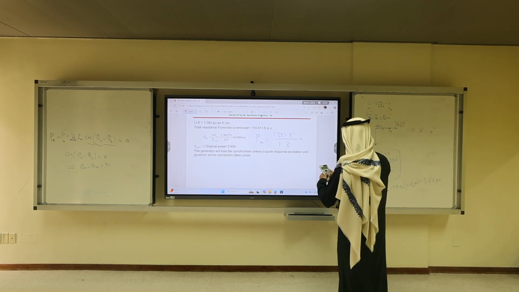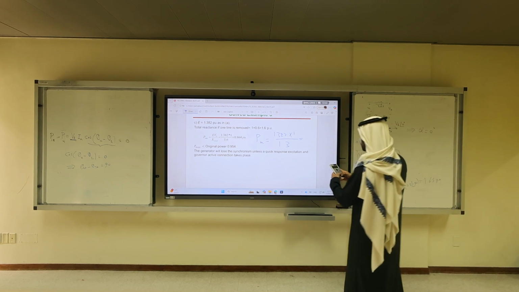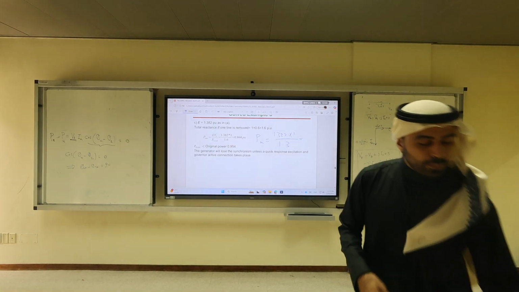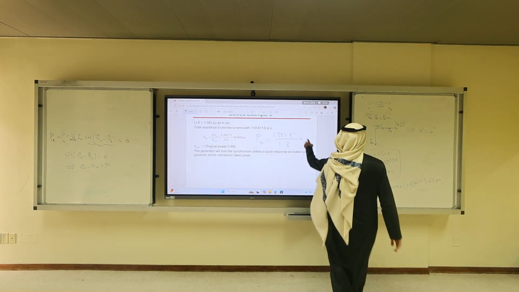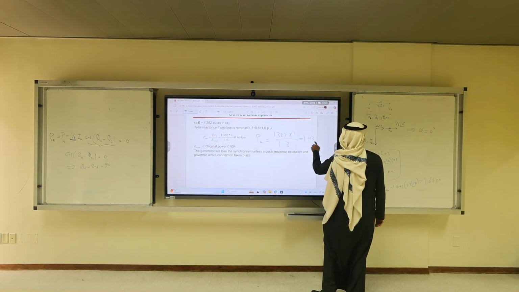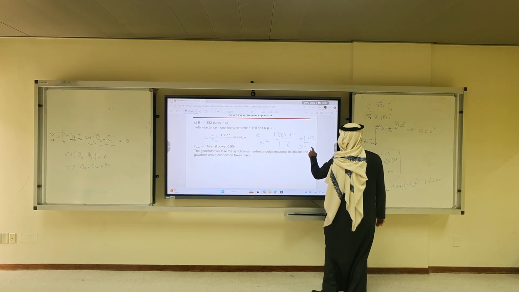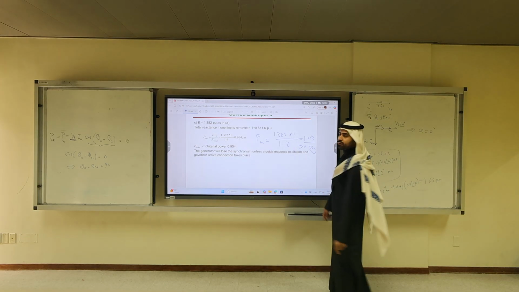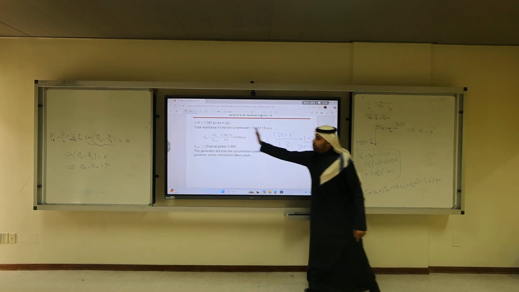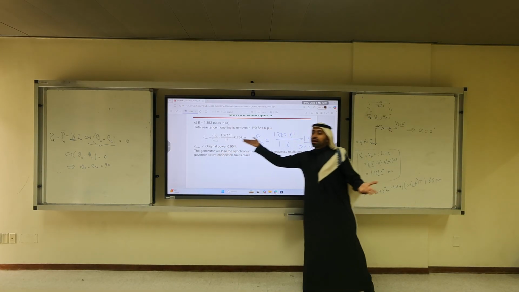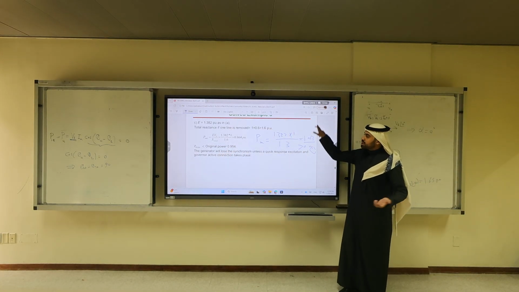It's 1.382 divided by 1.3, which is 1.06. So 1.06 is larger than 0.954. So we are stable if we have 2 lines. But if we have only 1 line, we are in the unstable region. So we will lose synchronism.